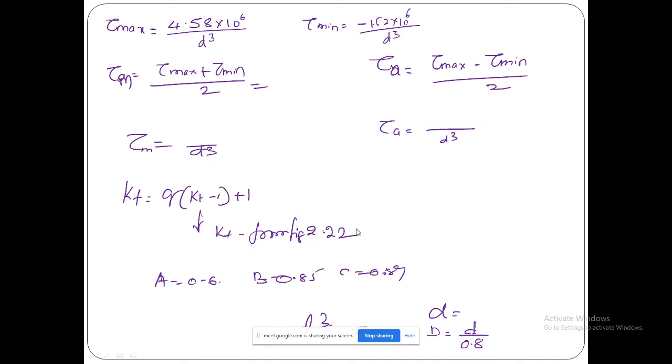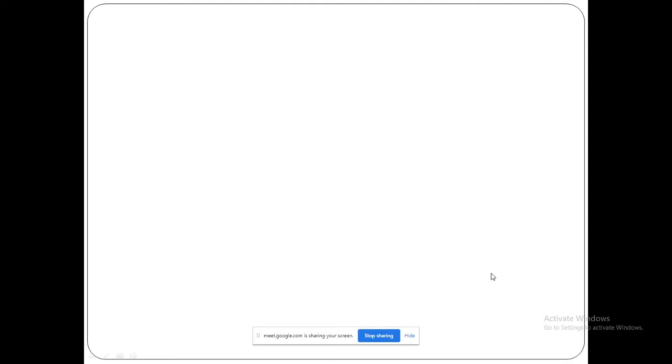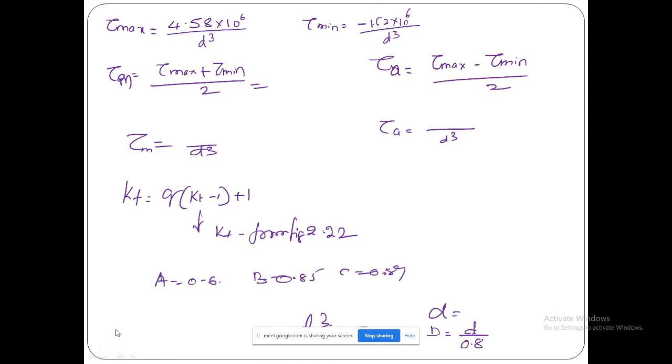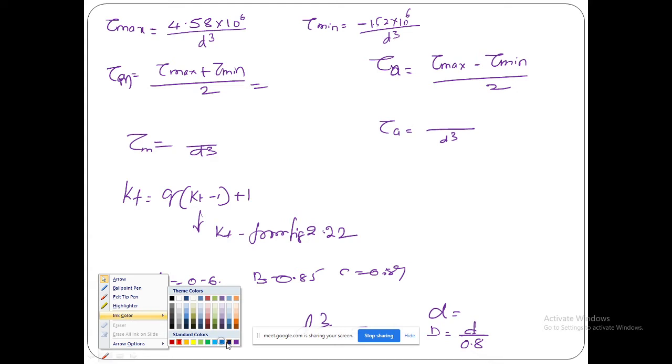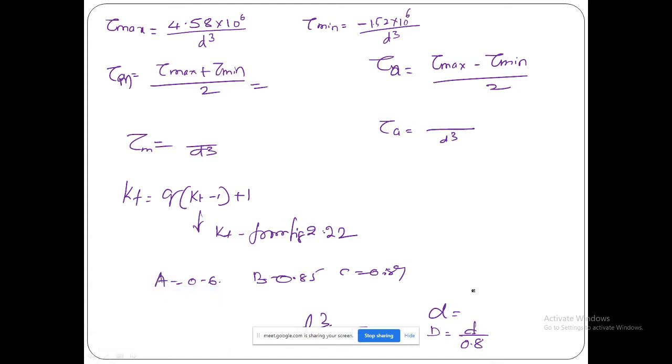So yesterday everybody got the answer for this problem. So what is the value of D? Am I audible or not? Audible, sir. Okay, so how much did you get yesterday? Diameter? 67 mm. Small d equal to 67 or capital D equal to 67? Capital D, sir. Capital D equal to 67 mm. Okay, what about small d? 53.69 mm. So everybody got the same answer.